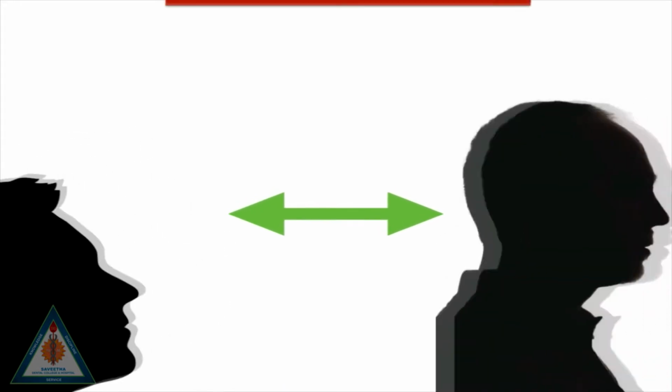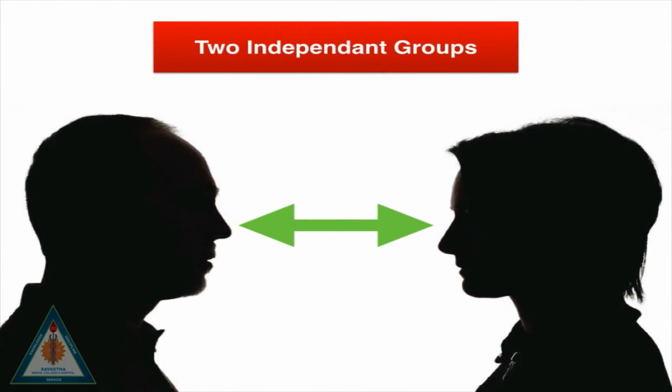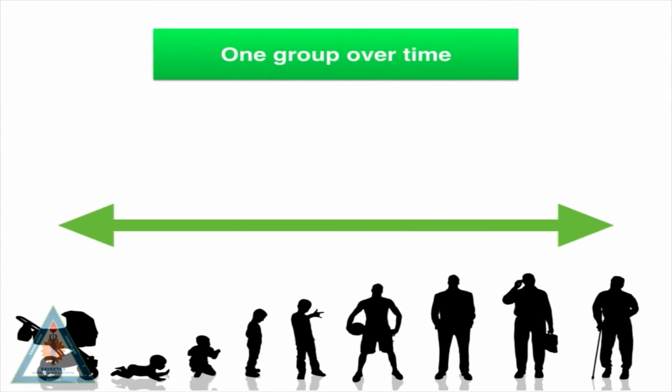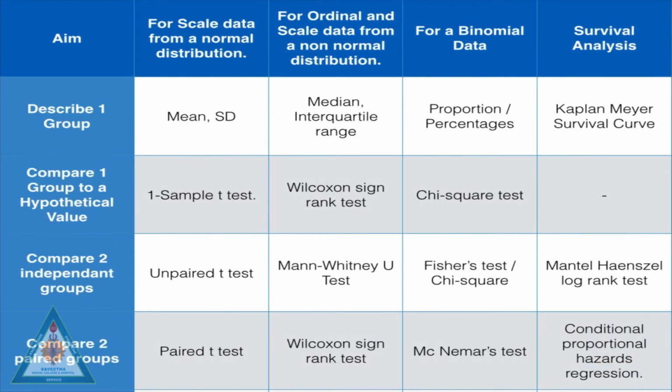It could be two different people responding to a drug, or it could be a long term follow up of the same person to see the effects of their lifestyle or something like that. So this table gives a very clear understanding of the kinds of statistical tests available, and it will also vary according to the type of data we use.